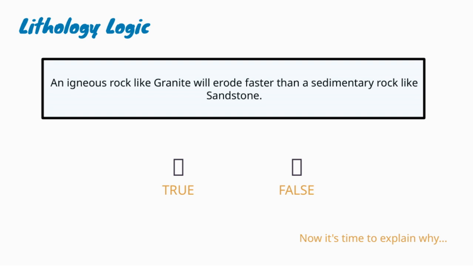Take a moment to think. Granite is an igneous rock with interlocking crystals. Sandstone is a sedimentary rock made from compacted grains of sand. Which one is usually more resistant? Which one is more likely to have layers or weaknesses that waves can exploit? Think about rock hardness, structure, and resistance.